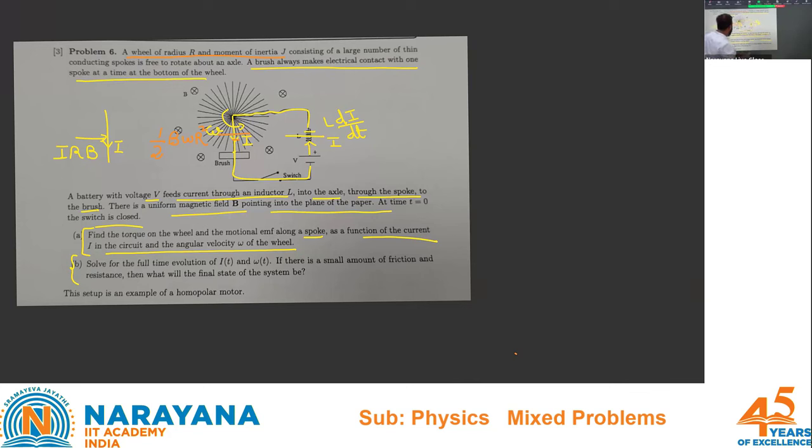So then things fall in place, because if you look into part A, that was straight. Let's solve B. What is part A? You have to write the torque on the wheel as a function. This was fine. This is IRB into R by 2. No hassle in this. Anticlockwise. And motional EMF is fine, plus minus half B omega R squared. So let's go to the main question now, part B.